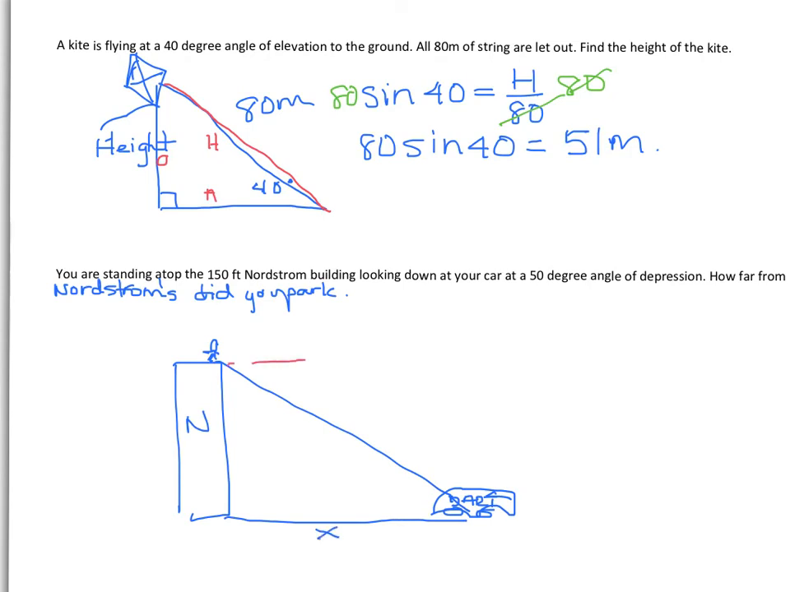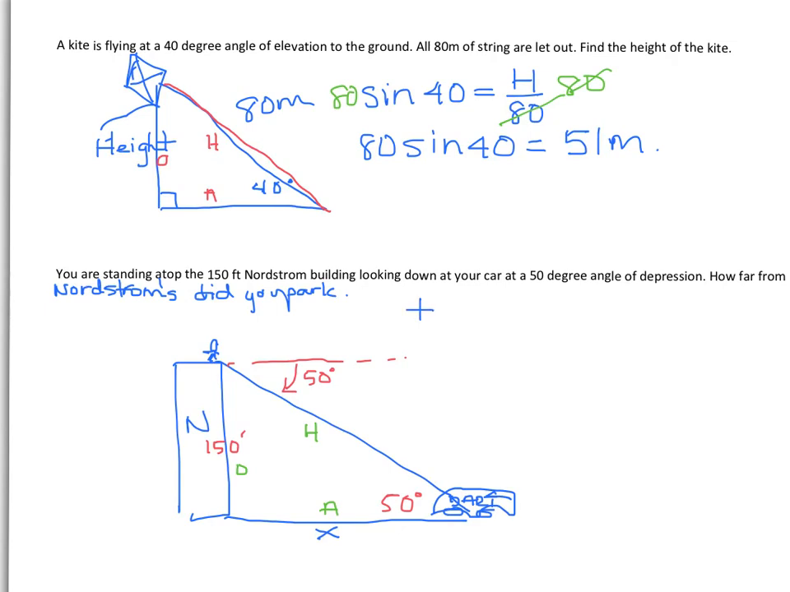Now it said the angle of depression, so that's going to be this angle. You're looking down here at a 50 degrees. So what we can do is we can mark this angle down here as 50 degrees. We are assuming Nordstrom is 150 feet high, and we're trying to solve for x. So if we label the insides, based on this 50 here, this is going to be the adjacent, this is the opposite, this is my hypotenuse. So opposite and adjacent, the hypotenuse has nothing to do with the problem, so that's going to be a tangent.